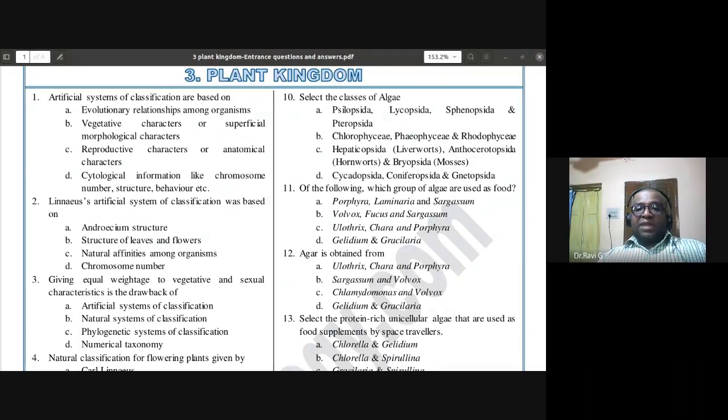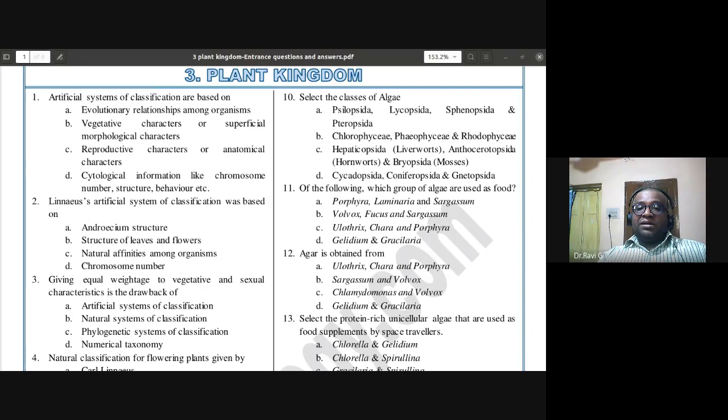C, they have given Hepaticopsida, liverworts, Anthoceratopsida, hornworts, and Bryopsida, mosses. So this is the classification of the bryophytes. Then Cycadopsida, Coniferopsida, and Gnetopsida, it is the classification of gymnosperms. So most of the time when you are getting prepared for the multiple choice questions, you should also try to understand why they are wrong answers. So sometimes for this one question, you have got prepared for additional three questions, isn't it?